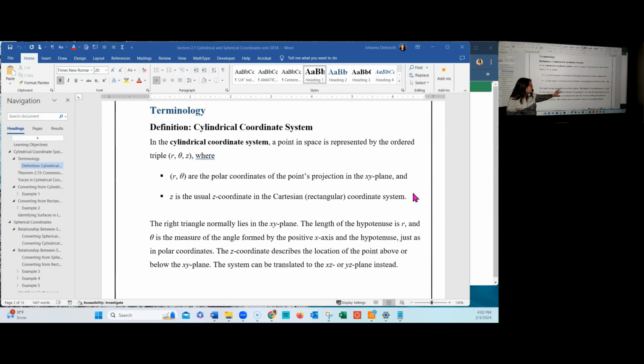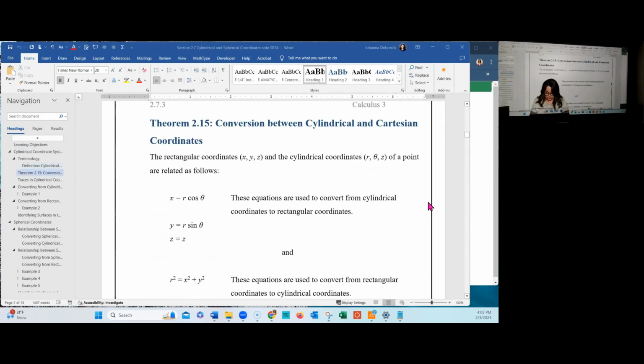This creates a right triangle, which normally lies in the xy plane, since normally we're using the xy plane for the r theta plane. The length of the hypotenuse is the radius r, and theta is a measure of the angle formed by the positive x-axis and the hypotenuse, just as in polar coordinates. Again, z describes the location of the point above the xy plane. And again, we can apply this to either the yz plane or the xz plane.